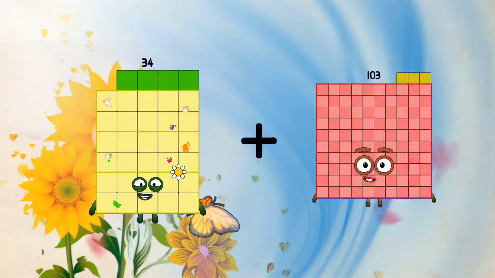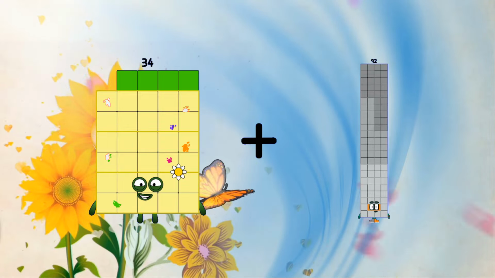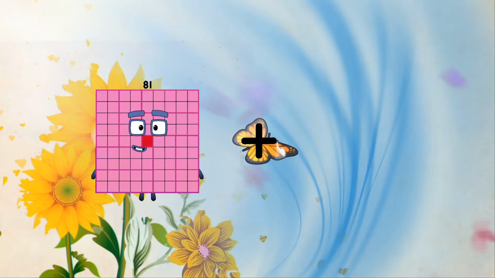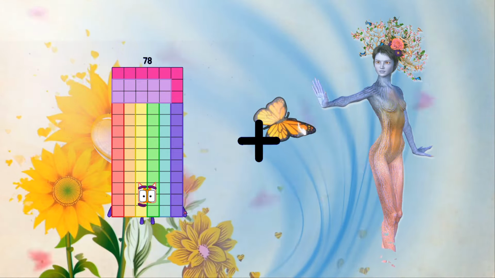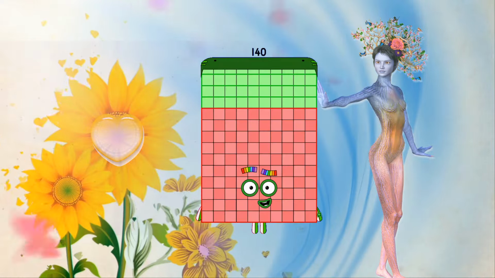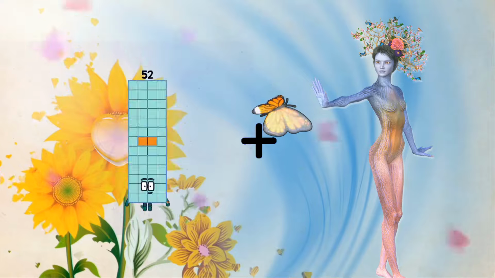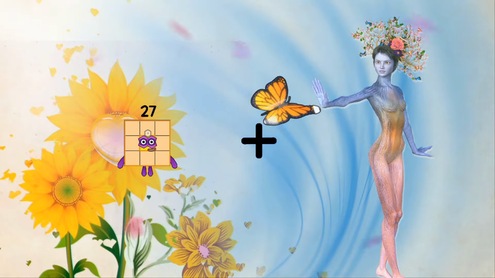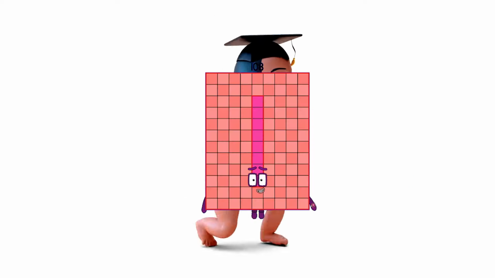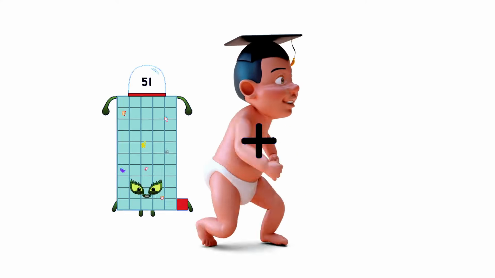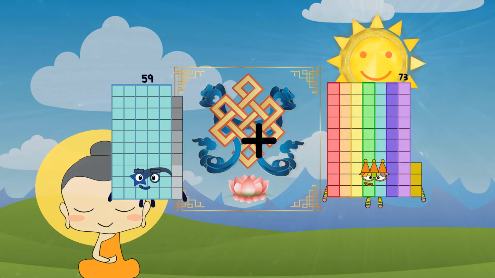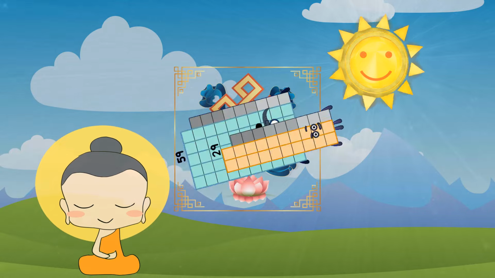34 plus 92 equals 126. 78 plus 62 equals 140. 27 plus 81 equals 108. 59 plus 29 equals 88.